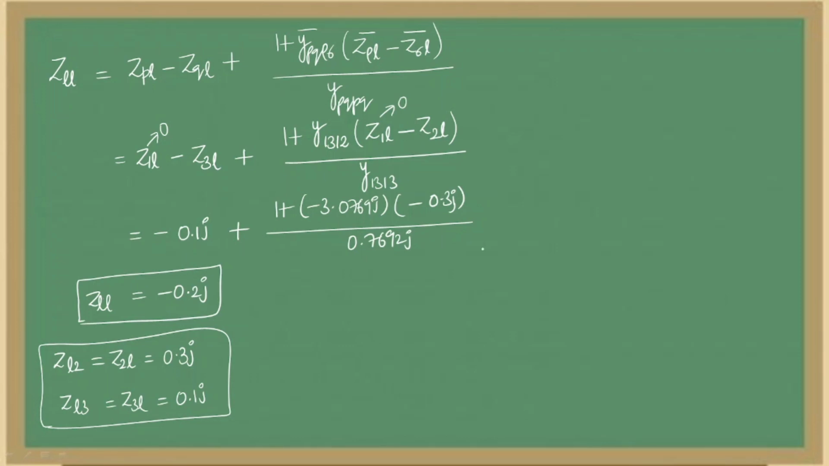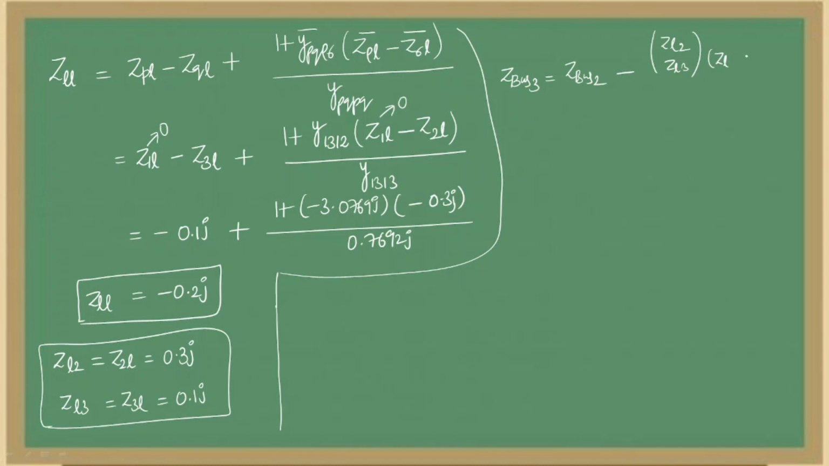Okay. Coming to the final step. Why is it called the final step? Because all the elements are added. When all the elements are added, the Z bus matrix which we are getting is the final Z bus matrix. So Z bus 3, as we have seen earlier, is equal to Z bus 2 minus ZL2 ZL3 multiplied with Z2L Z3L divided by ZLL.